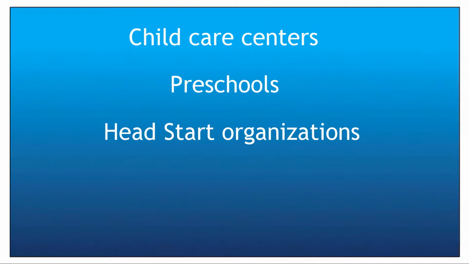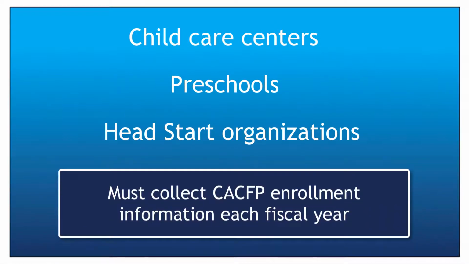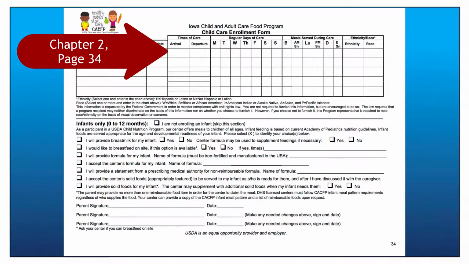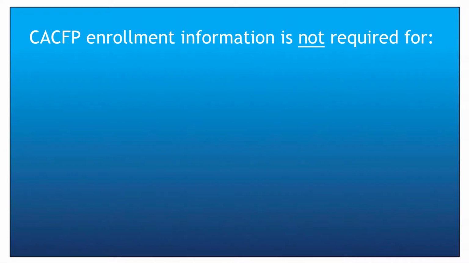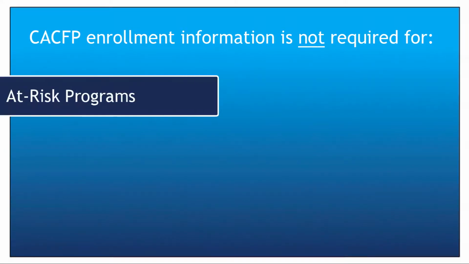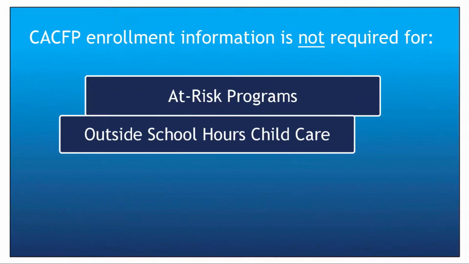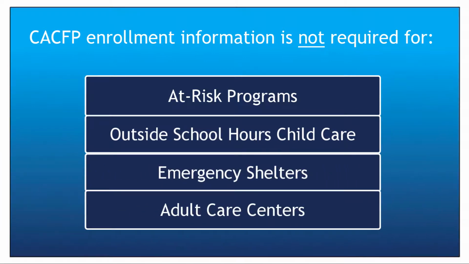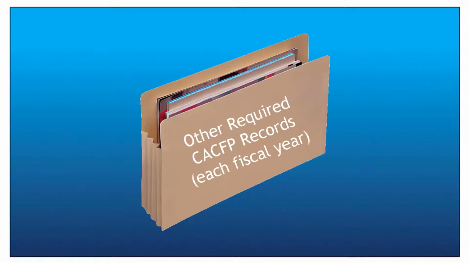Child care centers, preschools, and Head Start organizations must collect CACFP enrollment information each fiscal year. A sample form is available in Chapter 2. CACFP enrollment information is not required for at-risk programs, outside school hours child care, emergency shelters, and adult care centers. Next, we will discuss the other required CACFP records that must be kept on file each fiscal year.